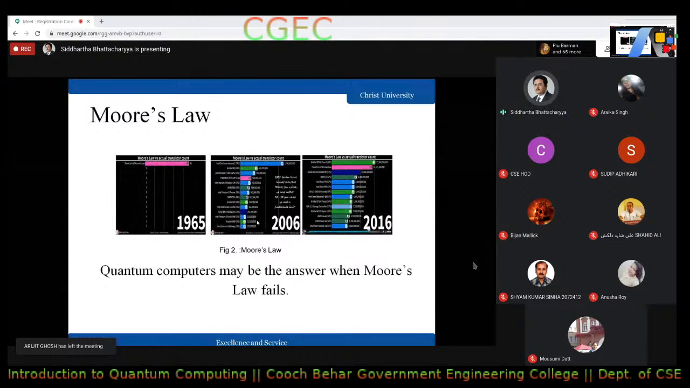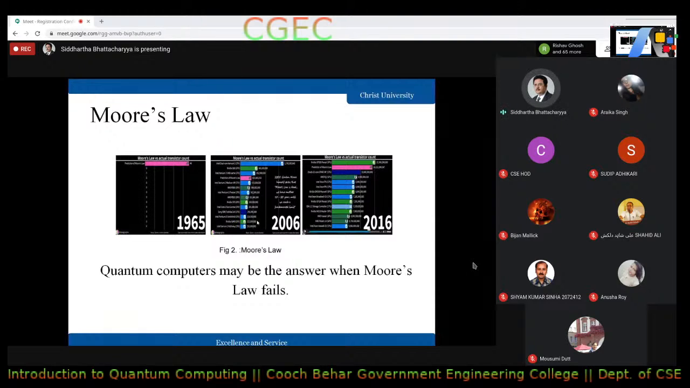If you see the figure in 1965, as per its prediction, it was 46 only, but you saw in the previous slide, it was 65,000. So it exceeded far from his prediction. Again, in 2006, the figures are given here. Although from the slide it will be very difficult for you to see it, I will be sharing the slides with the convener, so you can have a look at these figures.